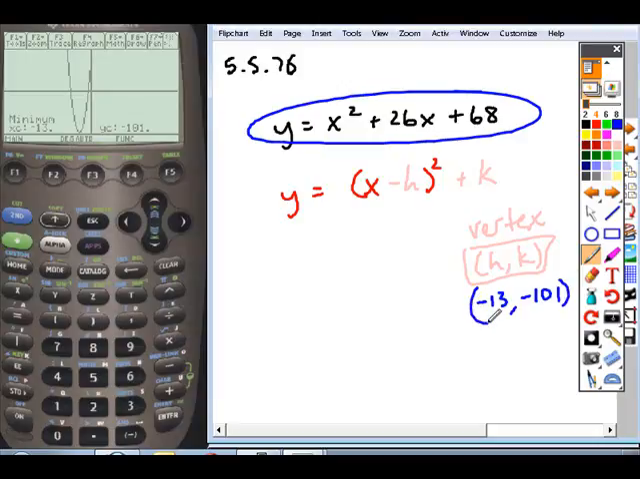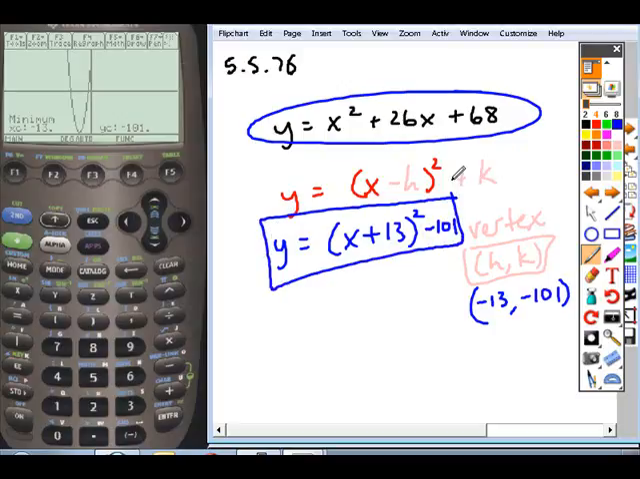your vertex, what you can do in this particular problem is simply identify our equation: y equals x minus a -13. So again, it winds up being the opposite of this number, so plus 13. And then my k value is the exact same, so plus a -101. So this would be the equation in vertex form that I would use for this problem.